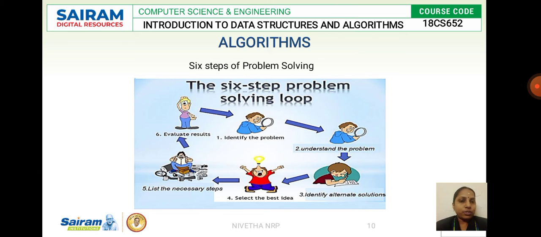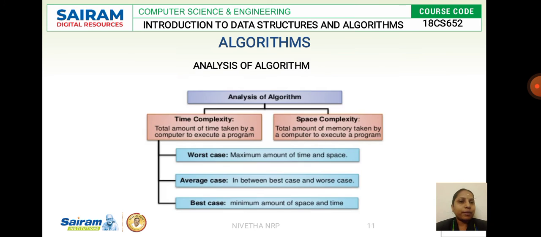That is the fourth step we have. Then fifth, we are going to execute the idea we have chosen, the method we have chosen. We are supposed to execute that, and finally we'll be evaluating the result. This is the sixth step of problem solving.